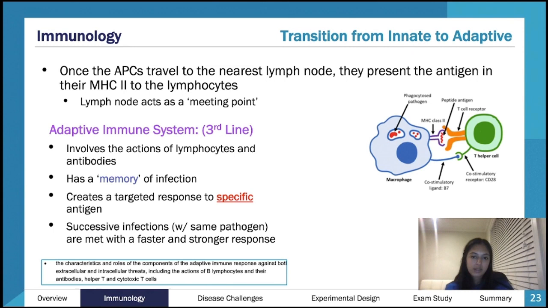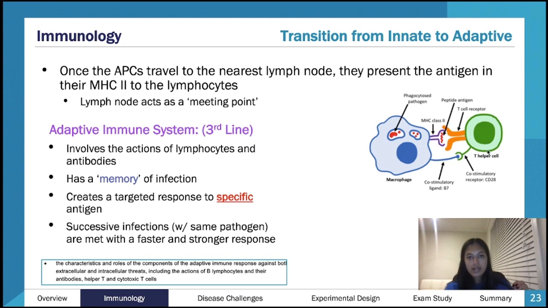So you can see that here. You don't need to worry about the co-stimulatory ligand. This is what you're really thinking about. We've phagocytosed this, we've taken some of this antigen, put it on our MHC class 2, and now we're presenting it to the T helper cell. And this T helper cell is specific to this antigen.